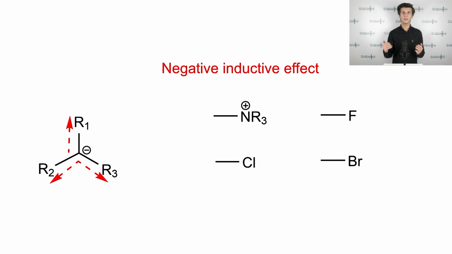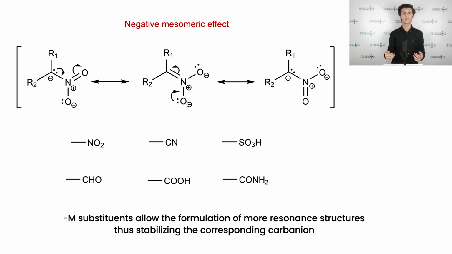Some examples of substituents that possess -I effect are represented on the slide, for instance, halogens. The second group can efficiently delocalize the charge, thus stabilizing the whole system. In addition, -M substituents allow the formulation of more resonance structures, which also enhances the stability of the corresponding carbanion. On the slide, you can see the typical example of how NO2 possesses -M effect and the resulting resonance structures. In addition, some typical -M substituents are also given.